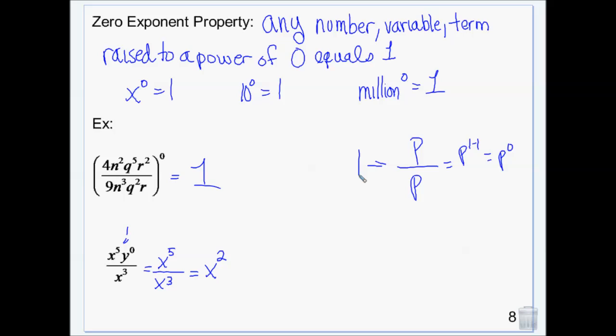I'm just wondering why the y went away. Because it's still part of the equation. So you could put a 1 right there if you want to, but then 1 times x to the 5th is just x to the 5th. So it goes away. 1s, when you're multiplying, 1s go away. Okay.